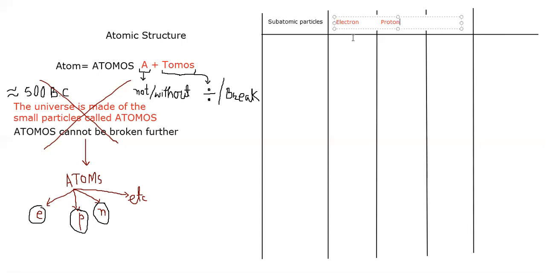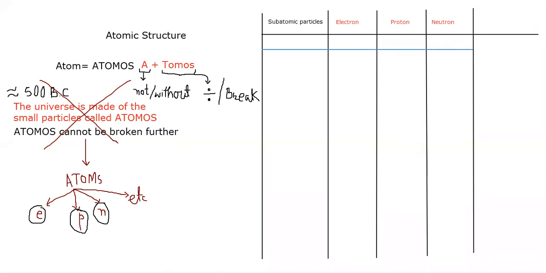Proton. Electron, proton, and the last one, that is the neutron. Now I'm going to draw a line here, and with the help of that line you may also understand the concept. What is the concept behind it? Subatomic particles: electron, proton, neutron.